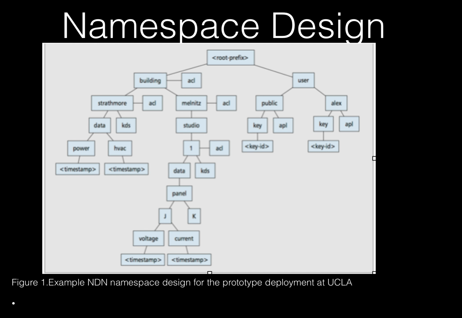In this figure, it's an NDN namespace, which is used by the UCLA campus. Under the same root prefix means these data are all produced from UCLA. Building means the source of data publishing and the user for identity management.